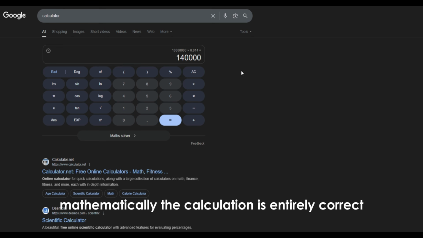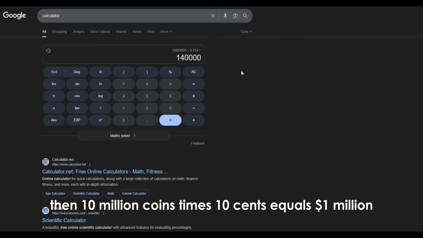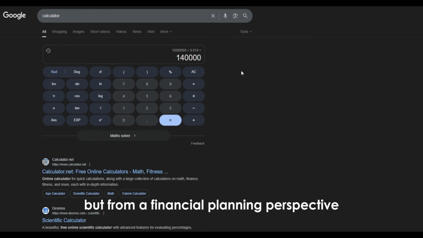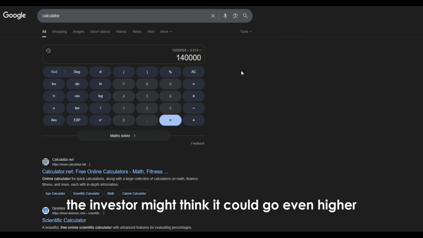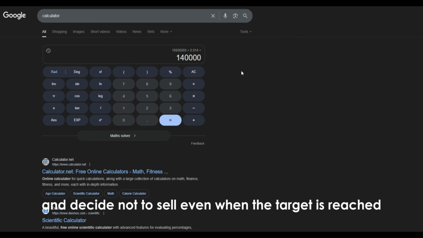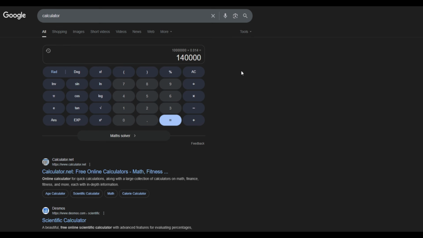Mathematically, the calculation is entirely correct. $1 million divided by 10 cents equals 10 million coins. Then, 10 million coins times 10 cents equals $1 million. But from a financial planning perspective, one must look beyond these calculations. The key issue is how and over what time frame the price will reach this level. If the price rises rapidly, the investor might think it could go even higher and decide not to sell even when the target is reached. This can sometimes lead to missed gains.